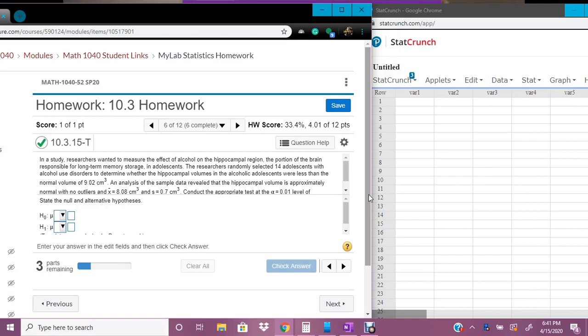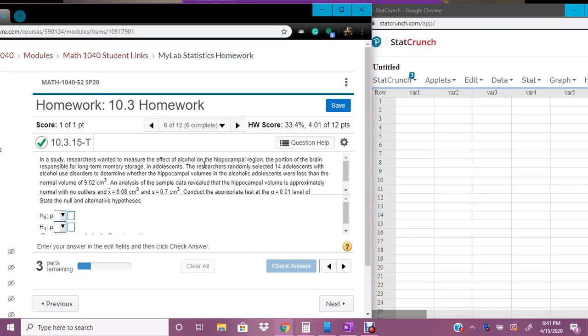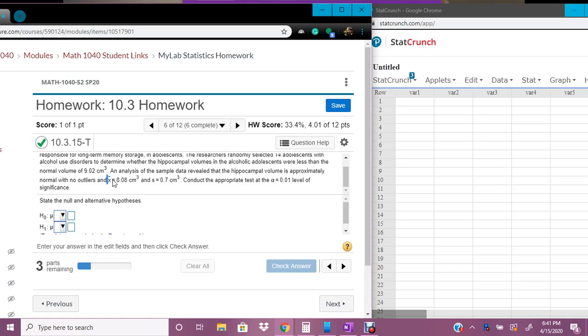Okay, so here we have question 6 of the 10.3 homework. This is a little bit different from 10.2 because instead of working with proportions, we are working with means. This question doesn't specifically say mean, but this X bar is the symbol for sample mean.